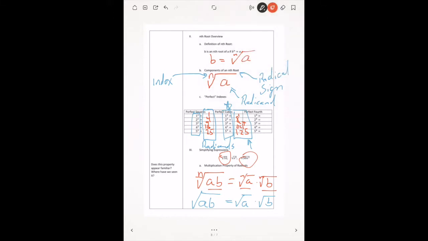Because it should. This property is really from our work with exponents. This is the power of a product rule. That's where we said if you have something like 2x and you're squaring the whole thing, we could apply it to each one and get 4x squared. This is the exact same rule, except in reverse for radicals.